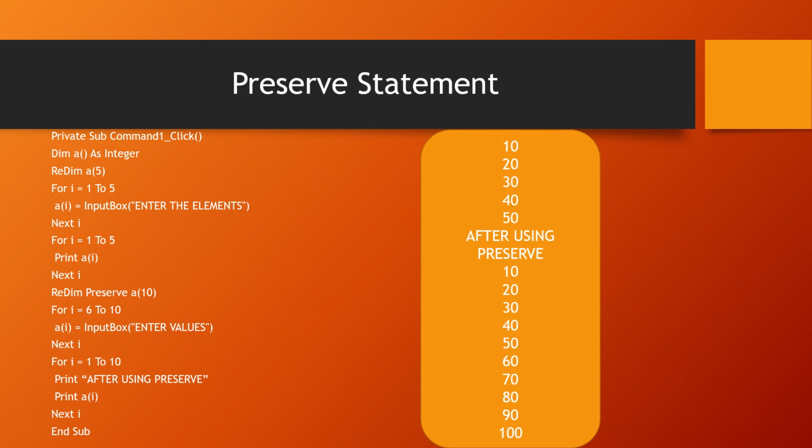We have already stored values from A of 1 to A of 5. Those values are saved, and now the size of the array is extended to 6 to 10. Okay, so again we are getting 5 values from the user. After getting all the 10 values, if we print the array, we can see that all the values exist, even the old information, since we have used the preserve statement.